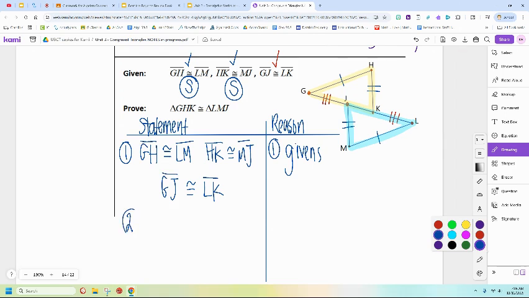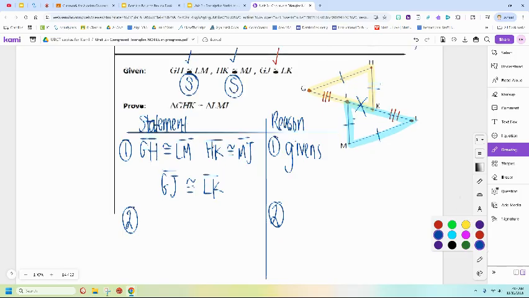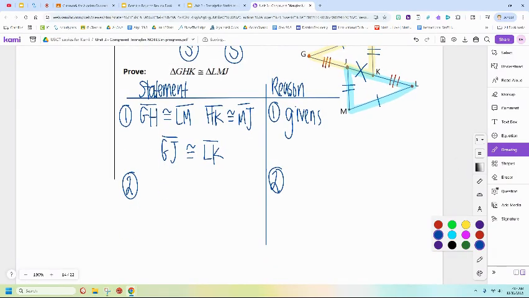Okay, statement 2. I need the full side of each triangle. To get that side, I need to add in JK. It belongs to both triangles, so I'm going to put an X on it. If I put an X on it, I'm using the reflexive property.